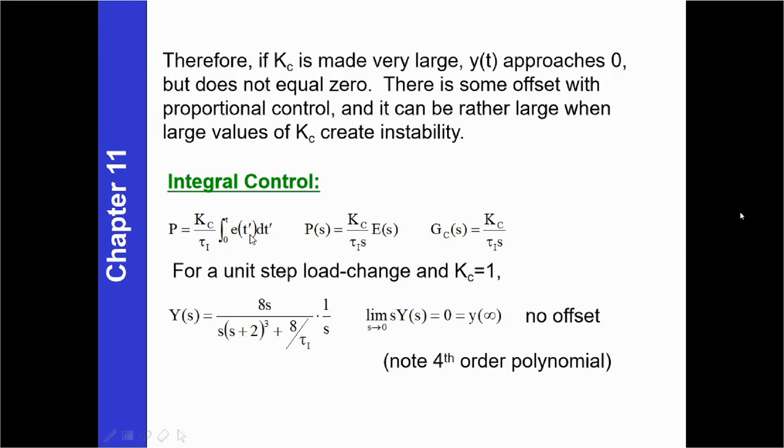So in this case, the integral control is p(t) equal to Kc over tau I times the integration from 0 to t of e(t') dt', and P(s) equal to Kc over tau I s times E(s), and Gc(s) equal to Kc over tau I s. So for a unit step load change, and Kc equal to 1, then Y(s) equal to 8s over s times (s plus 2) cubed plus 8 over tau I, times 1 over s, and the limit for s towards 0, giving you s times Y(s) equal to 0, so y towards infinity is 0, with no offset, and it is a fourth order polynomial.